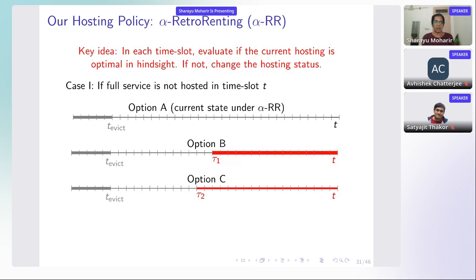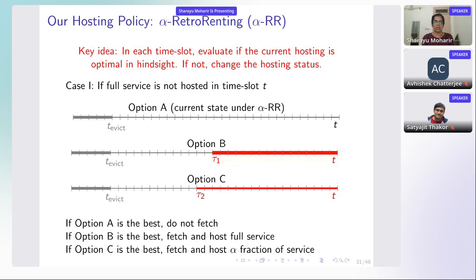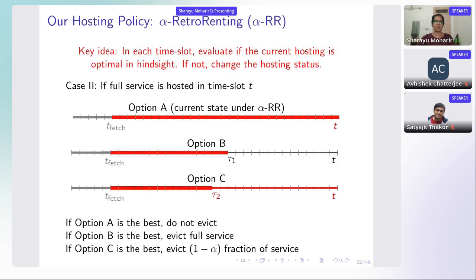Now what alpha RR does is it checks if option A is the best. If option A is the best, it does not fetch the service. If option B is the best, then it fetches and hosts the entire service. And if option C is the best, it partially hosts the service in the next time slot. So this is exactly like RR. But instead of just option A and B, we now have an option C as well.